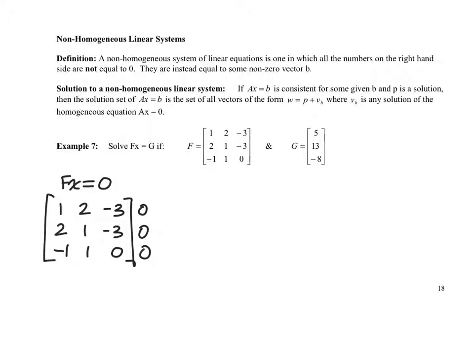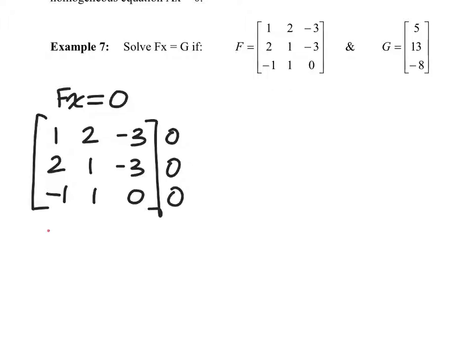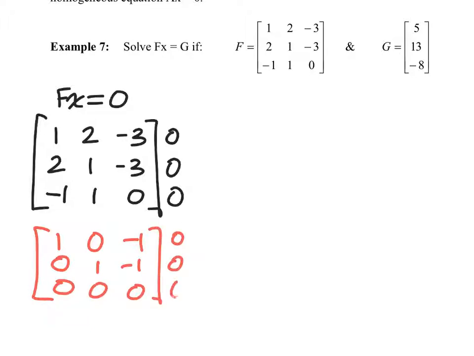So the reduced row echelon form of matrix A is going to be that. All right, so 1, 0, negative 1. 0, 1, negative 1, and 0, 0, 0. All right, so this is my RREF.